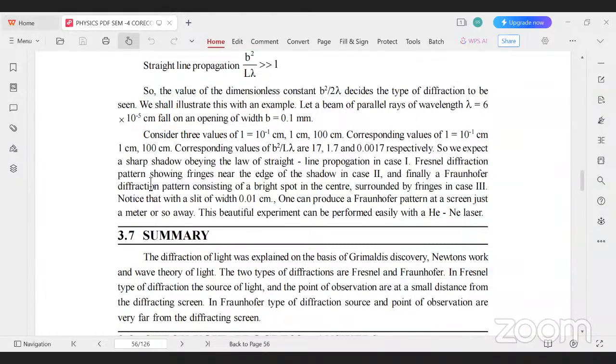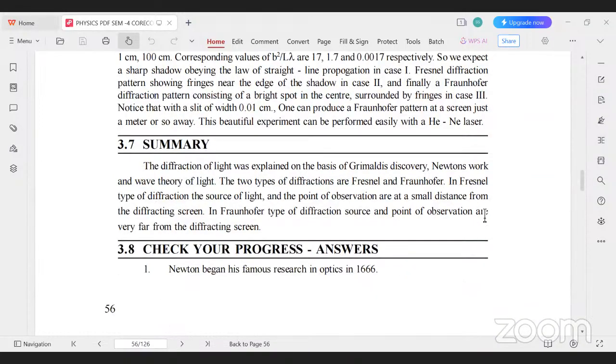So we expect a sharp shadow obeying the law of light, line propagation, in case 1. A Fresnel diffraction pattern showing fringes near the edge of the shadow in case 2. And finally, a Fraunhofer diffraction pattern consisting of a bright spot in the center, surrounded by fringes in case 3. Notice that with a slit of 0.01 centimeters, one can produce a Fraunhofer pattern at a distance of just a meter from the shadow. This beautiful experiment can be performed with the He-Ne laser.